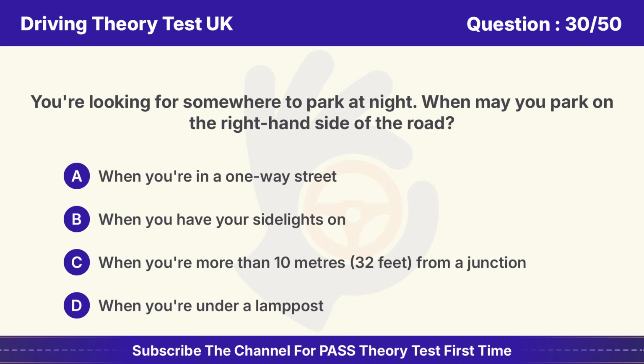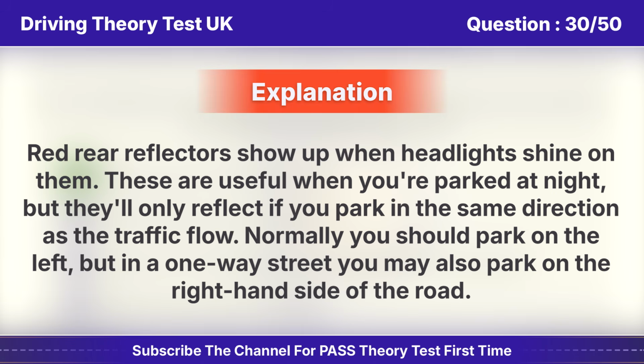Question 30. You're looking for somewhere to park at night. When may you park on the right-hand side of the road? Answer is A. When you're in a one-way street. Red rear reflectors show up when headlights shine on them. These are useful when you're parked at night, but they'll only reflect if you park in the same direction as the traffic flow. Normally you should park on the left, but in a one-way street you may also park on the right-hand side of the road.